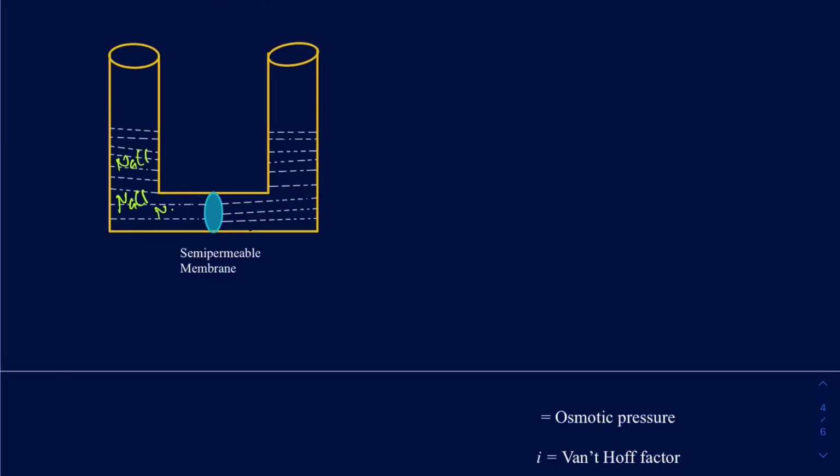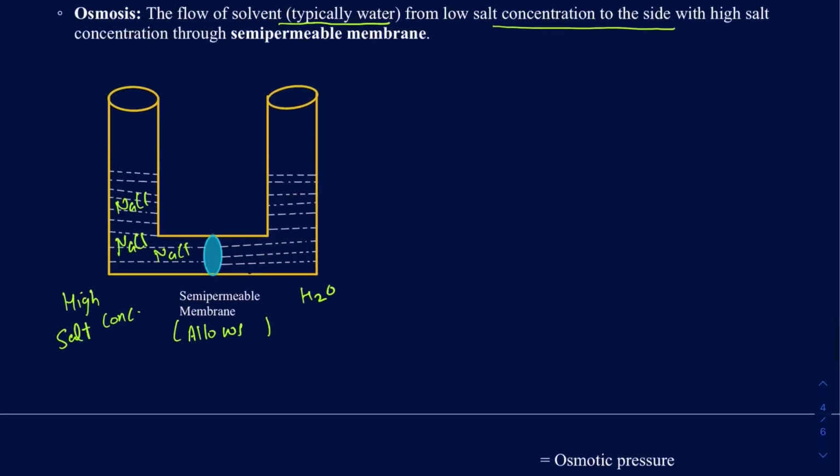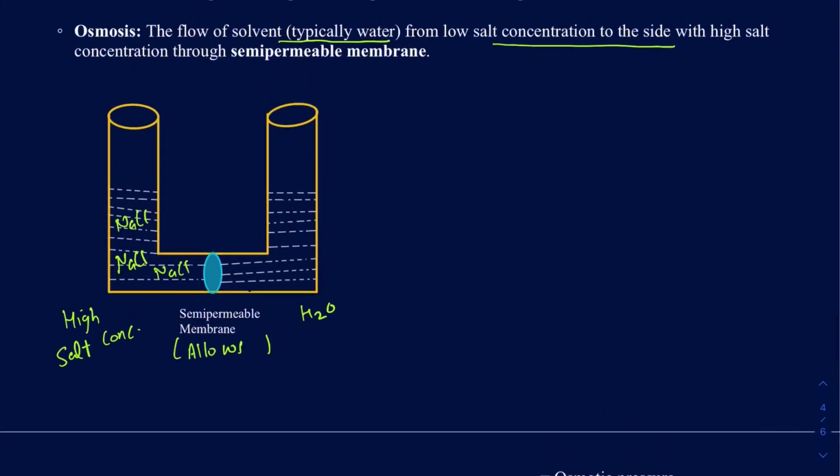So now you have high salt concentration on this side, and then you just have pure water on the other side. And those two compartments are going to be separated by a so-called semi-permeable membrane. A semi-permeable membrane allows only selective molecules to flow through. For the most part, the semi-permeable membrane is typically going to allow the solvent.